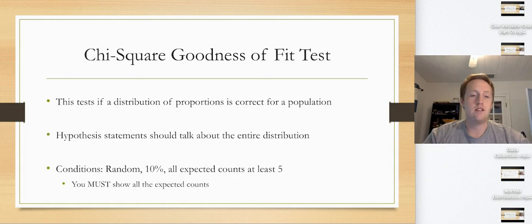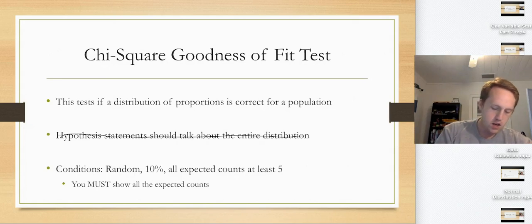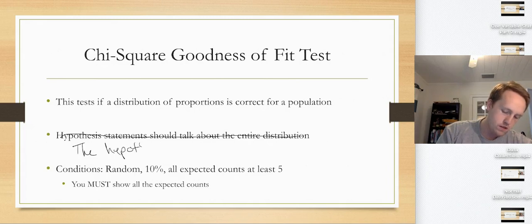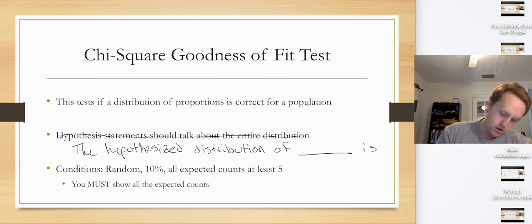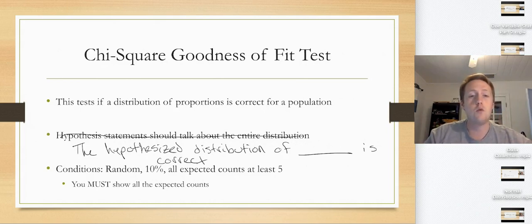The chi-square goodness of fit test. This tests if a distribution of proportions is correct for a single population. I don't really like how I wrote that. Let's say the null hypothesis is that the hypothesized distribution of something is correct. So it tests if a distribution of proportions is correct for a population. So this is one population, one variable. The conditions: you have to have randomness, you have to have 10%, and all your expected counts have to be at least 5. Yes, you have to write all the expected counts down.